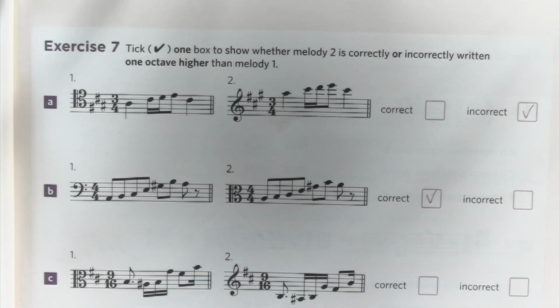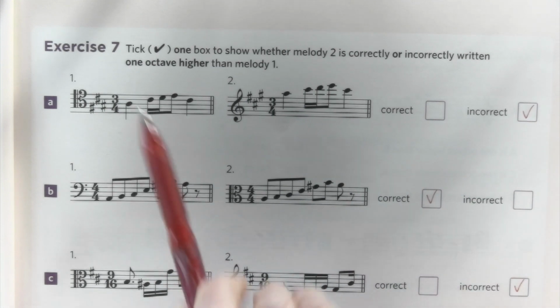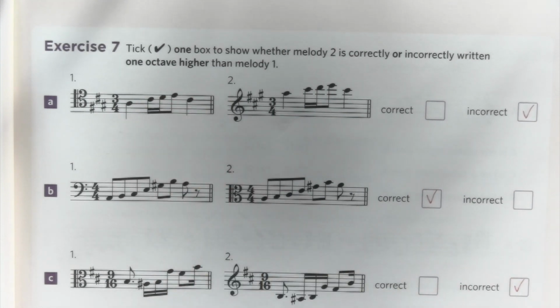In the third example, we have the contralto clef and treble clef. So this is B, and this is also B. This one is below middle C. This one is also below middle C. So they are the same pitch, and the answer is incorrect because they want us to find an octave higher.